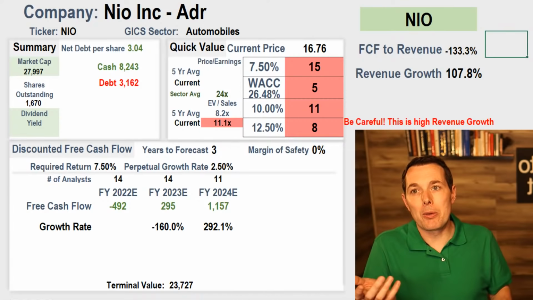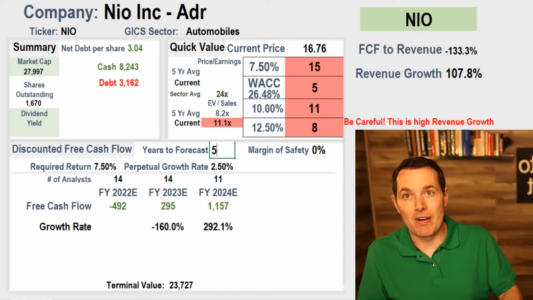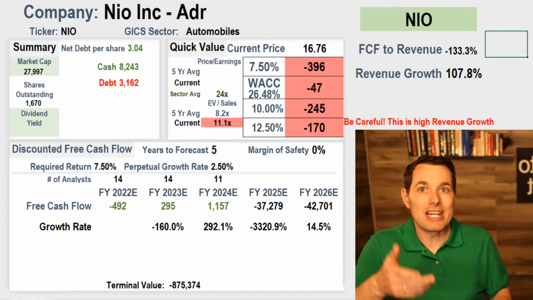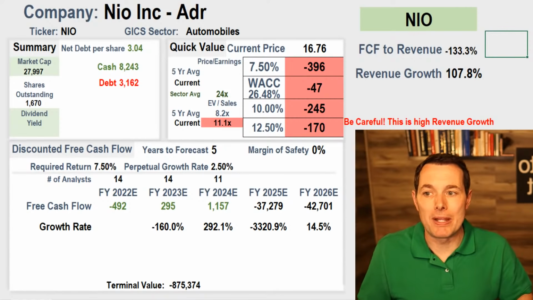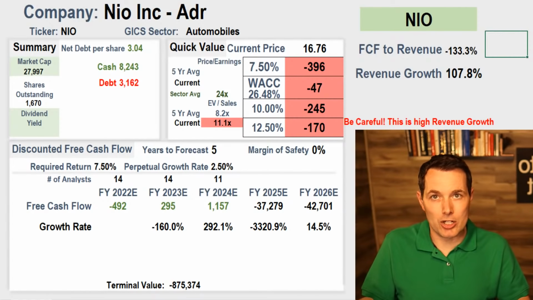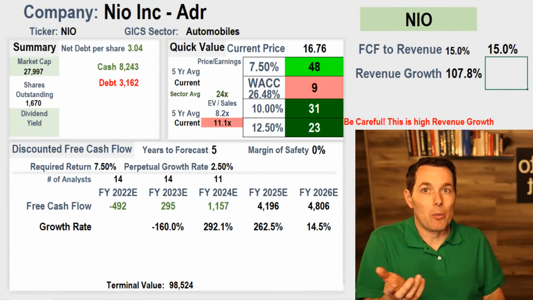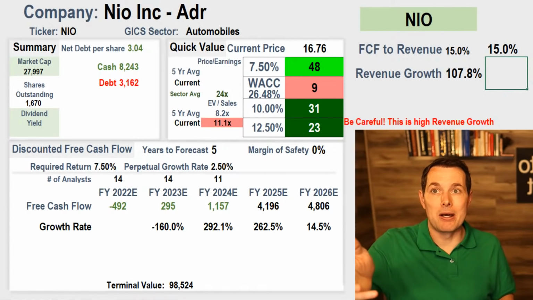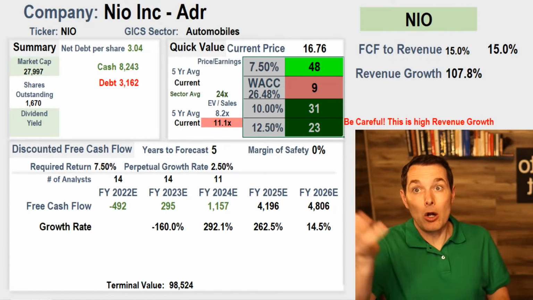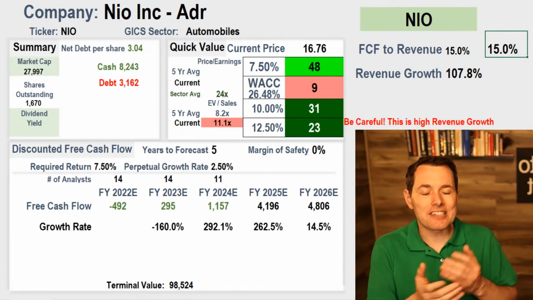So the way we would actually do that is, let's say we're going to go out 5 years. You would then need to reset that. You'd say it's not going to be negative 133, which is illogical. It's going to be 15%. Now again, I can't make up that number and then say, oh my God, that's a buy. That's the key to the research.